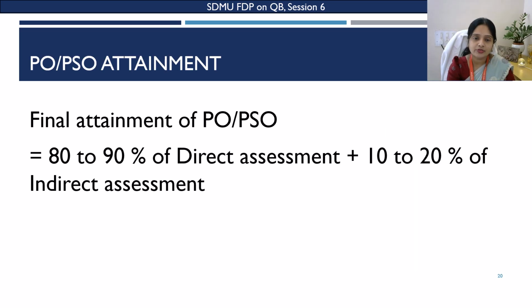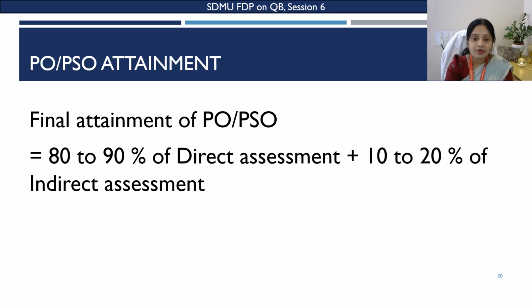Now once we understood both direct and indirect assessment, let us see how the final attainment of PO or PSO is achieved. In that, 80 to 90% of direct assessment will be considered and 10 to 20% of indirect assessment. As I already mentioned, indirect assessment includes the feedback which we are going to collect from various stakeholders, that is students and faculty, whereas direct assessment uses marks, that is internal assessment as well as the university exams. So a lot of importance is given to both internal assessment as well as the university exams.